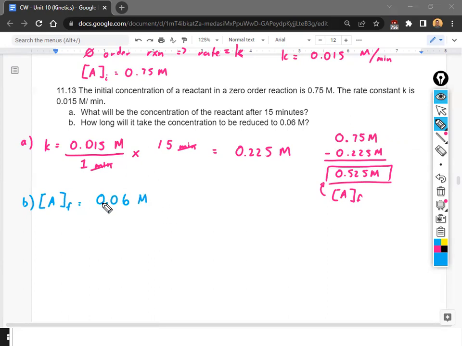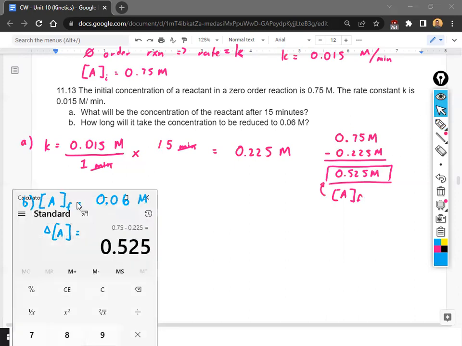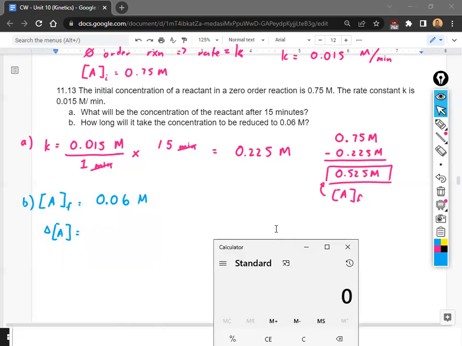All right, so first we want to figure out the change in the concentration, right? We want to figure out how much the concentration changed. Pretty easy from there. All we got to do is subtract final minus initial. So 0.06 minus 0.75. That means the concentration decreased by 0.69 molarity.